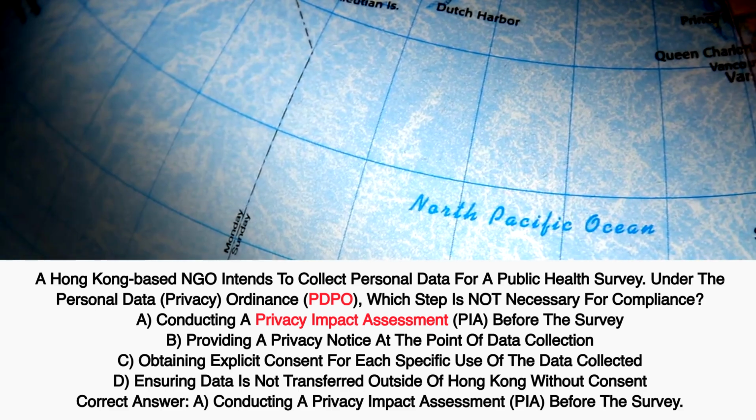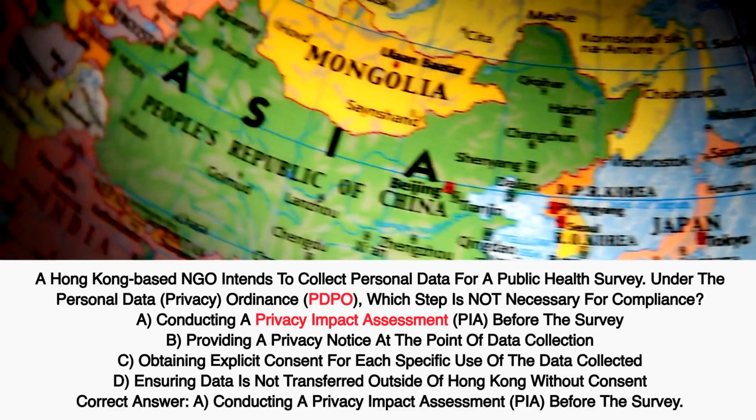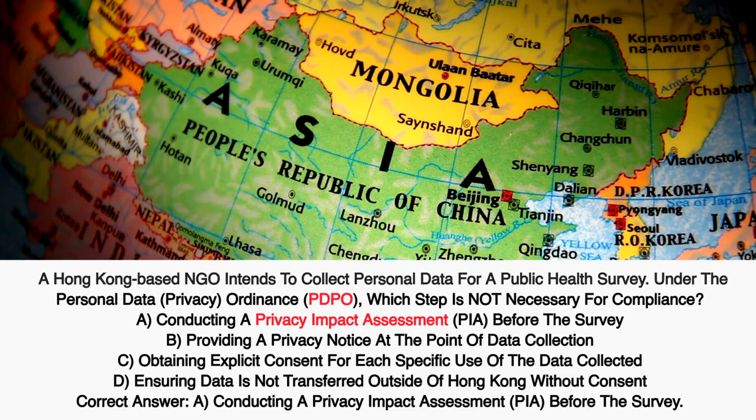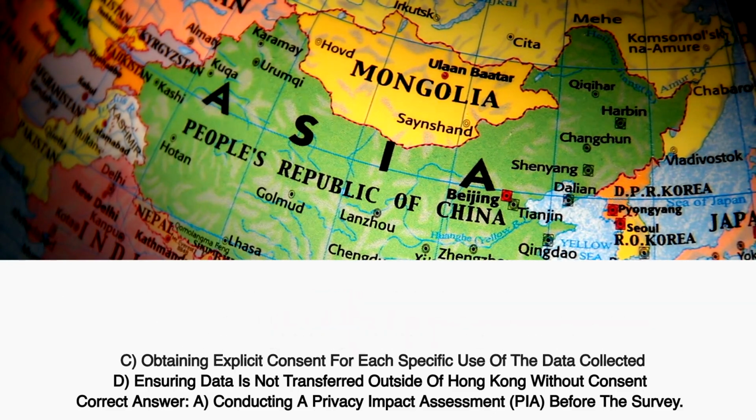C. Obtaining explicit consent for each specific use of the data collected. D. Ensuring data is not transferred outside of Hong Kong without consent. Correct answer: A. Conducting a privacy impact assessment, PIA, before the survey.